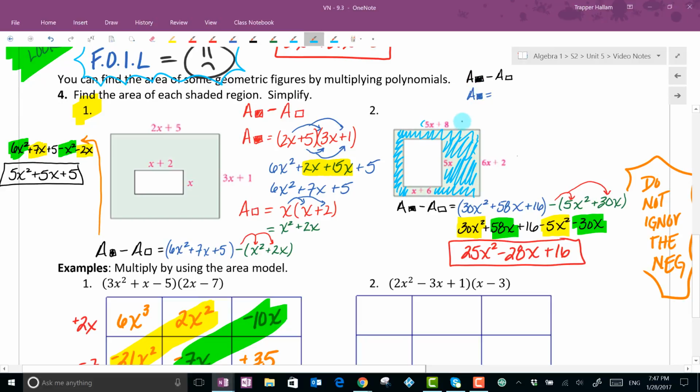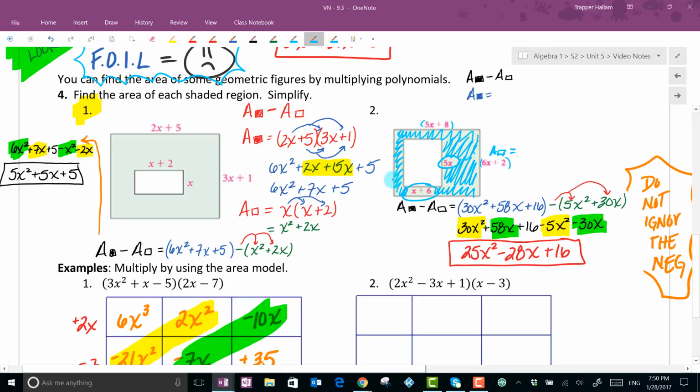So if I take this side here, 5x plus 8, and I multiply it by 6x plus 2, then I can find the area of that large rectangle. Similarly, if I take and multiply these two sides, I get this small rectangle on the inside, and if I subtract them, I'm left with just that shaded region. And that's our goal with this.